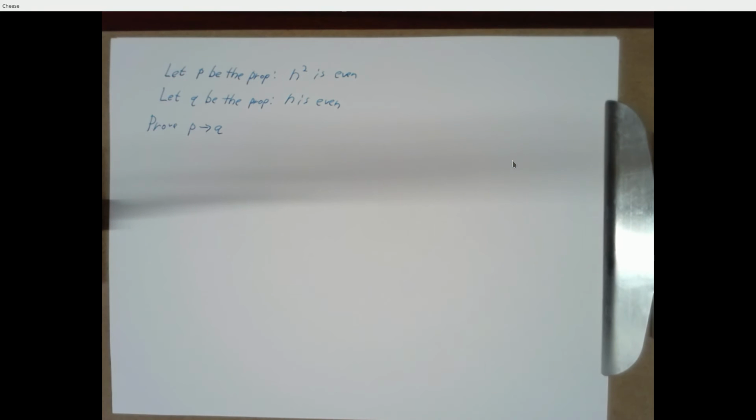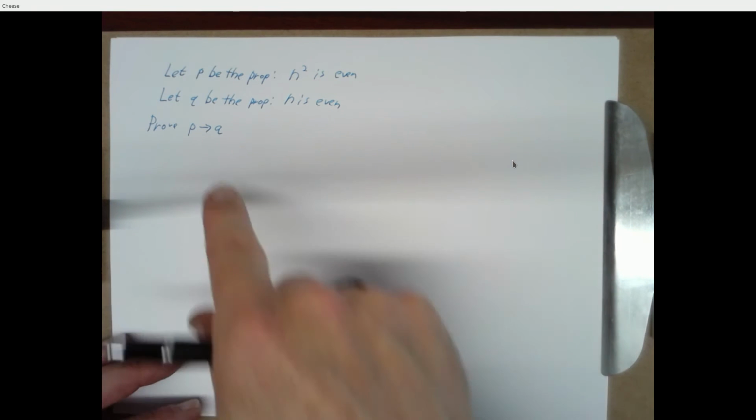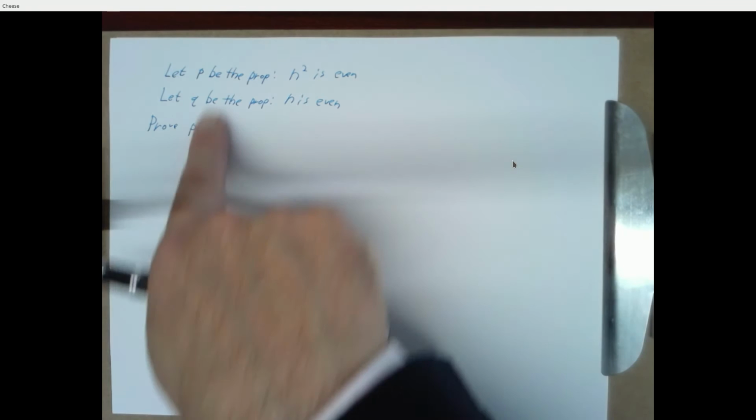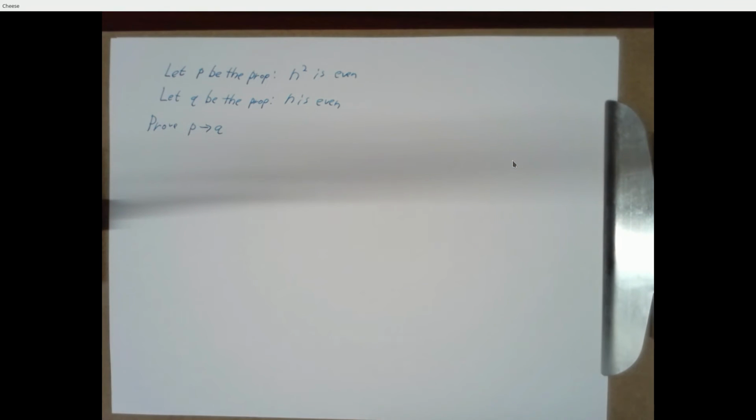right? This feels like busy work sometimes, writing this out, but it will keep you honest. When you're done, you can ask: did we prove that P implies Q? And if you accidentally prove Q implies P, having written this down and writing out what these propositions are, instead of keeping them in your head, will help you notice that.